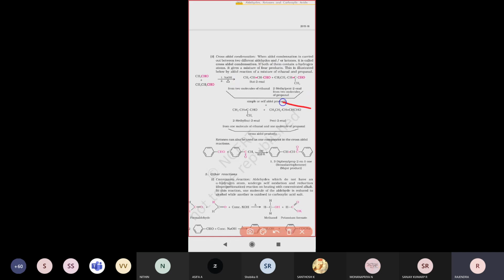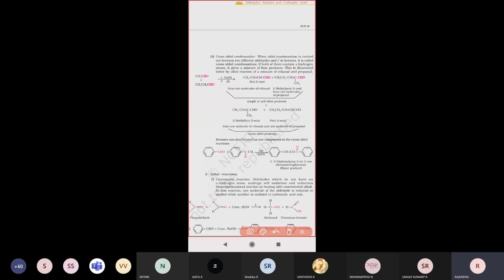And with self aldol, two more products will be forming. One is 2-methyl but-2-en-al, and another is pent-2-en-al. These are what we call the cross aldol condensation products.